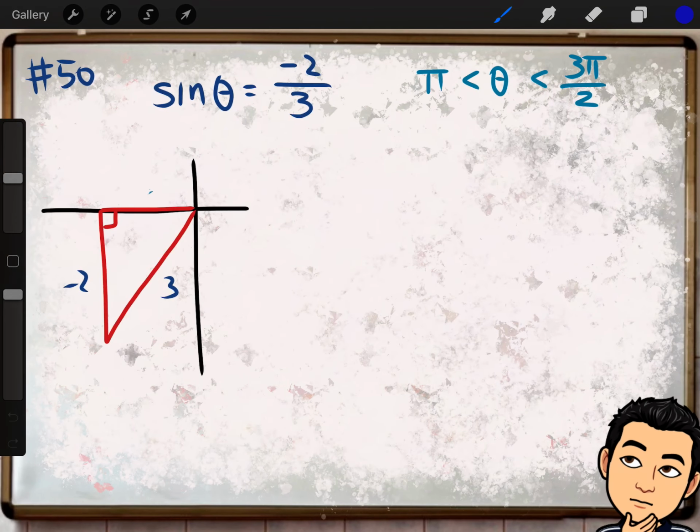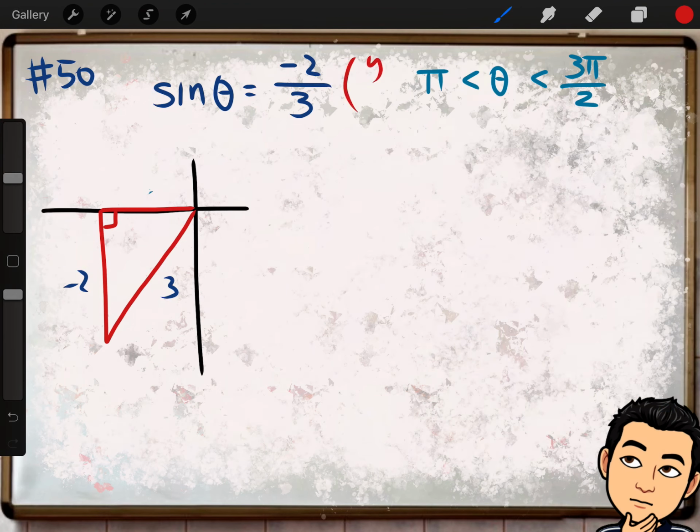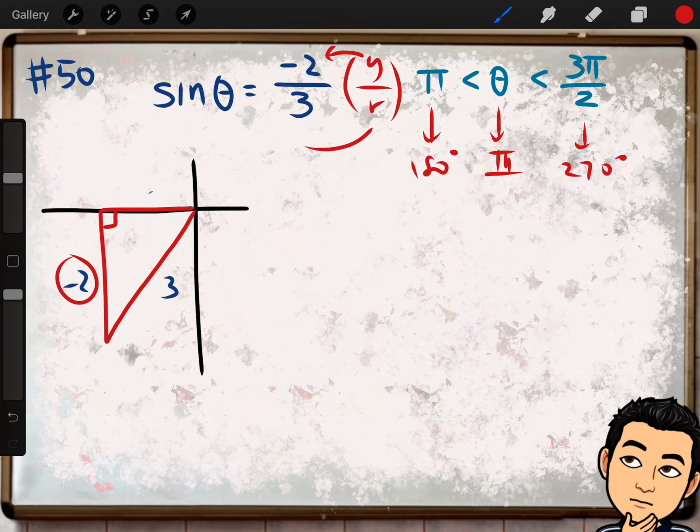All right, number 50. So we know that sine is y over r. And it says between 180 degrees and 270 degrees. So that means that your theta is going to be in quadrant 3. Okay, so I just went ahead and drew a triangle in quadrant 3 and labeled y as negative 2 and then r is positive 3.